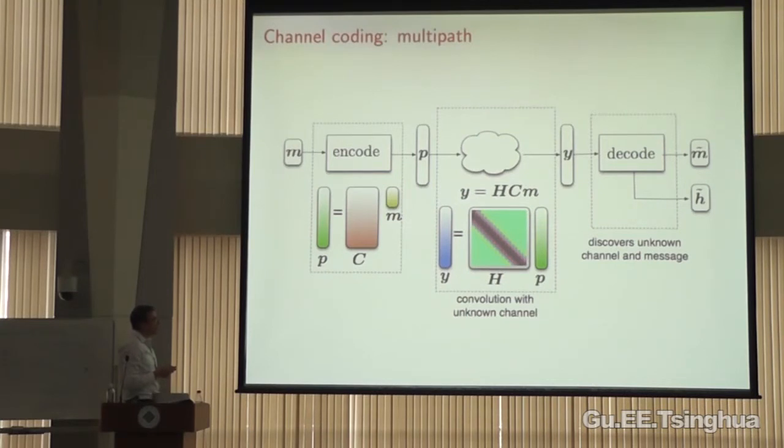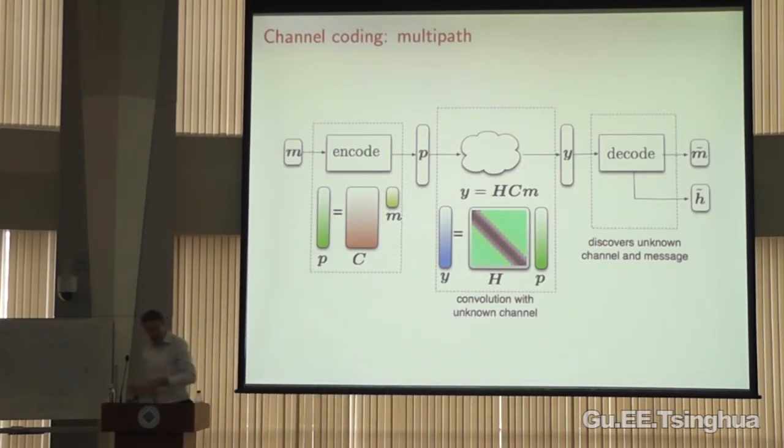We know that Y is a convolution of two things, the convolution of P with H. We have structure on P because it's a superposition of columns of C. It's the subspace structure. We know that P lives in a certain subspace. We have structure on the channel just because we're saying it's short, shorter than the length of the message in some sense.